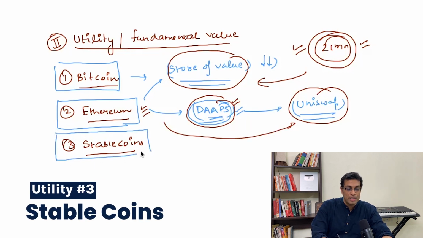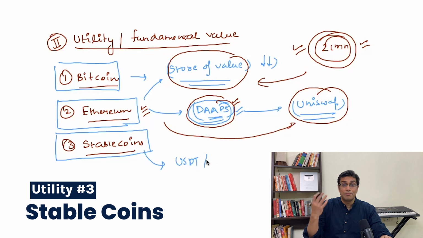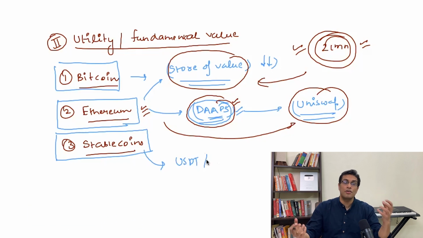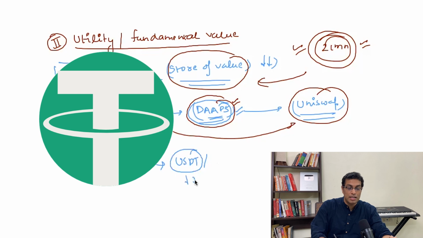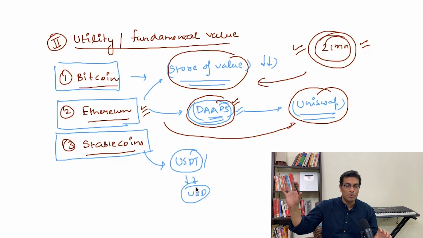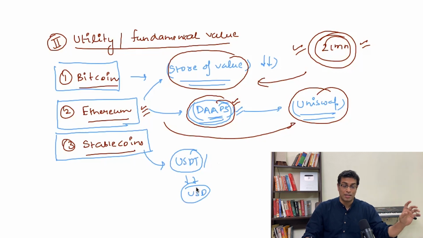Now, the third and final utility example that I would like to give very quickly is the concept of stable coins. Stable coins, in very simple terms, are crypto representations of certain currencies. A classic example will be USDT, which is a representation of the US dollar. So, US dollar in the physical world, USDT in the crypto world. What does this USDT allow you to do?